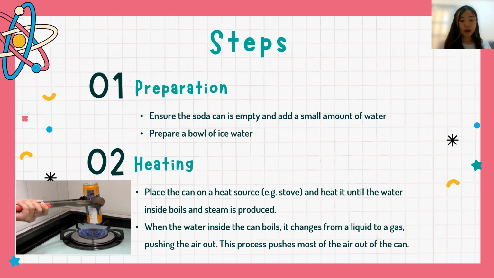Step 1 is preparation. Ensure the soda can is empty and add a small amount of water. Prepare a bowl of ice water. Step 2 is heating. Place the can on a heat source and heat it until the water inside boils and steam is produced. When the water inside the can boils, it changes from a liquid to a gas, pushing the air out. This process pushes most of the air out of the can.